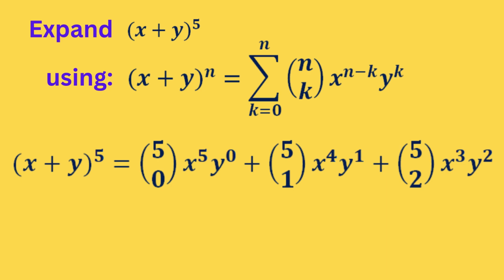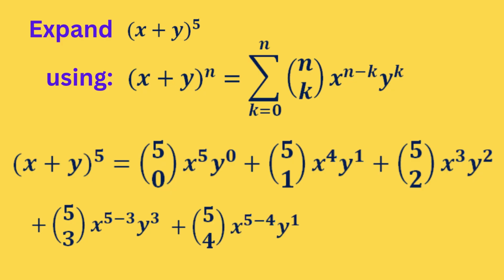For the fourth term, we substitute 5 for n as usual. The value of k will now be 3. x to the power of n minus k is x raised to the power 5 minus 3, which is 2, while y to the power of k is y to the power 3. For the fifth term, we substitute 5 for n. The value of k will now be 4. x to the power of n minus k is x raised to the power 5 minus 4, which is 1, while y to the power of k is y to the power 4.